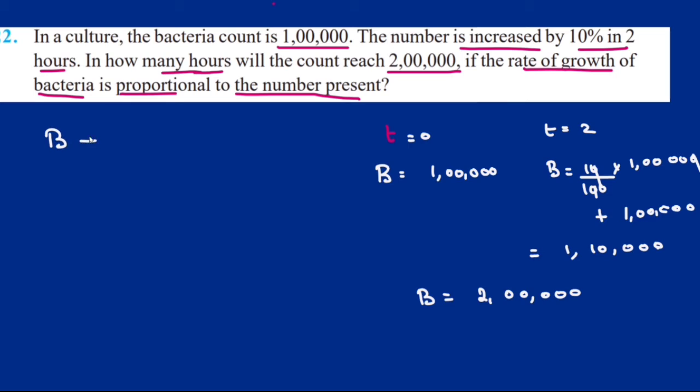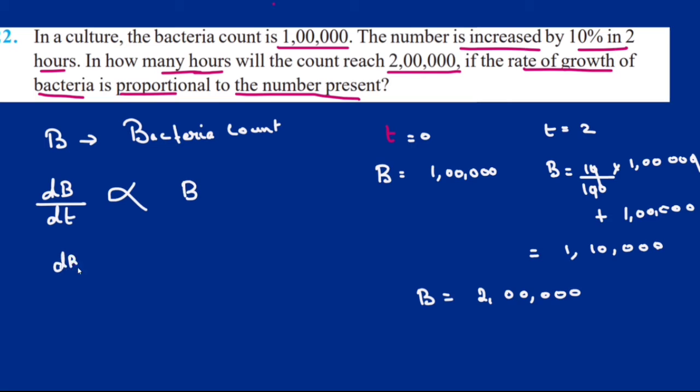So B is the count of the bacteria given. Rate of growth. Whenever we say rate of growth, we just use differentiation with respect to time. So dB by dt, rate of growth of bacteria, is proportional. So we take it as directly proportional to the number present. So dB by dt is proportional to B. Whenever there is a proportional sign, we replace it by the constant k, take it as k.